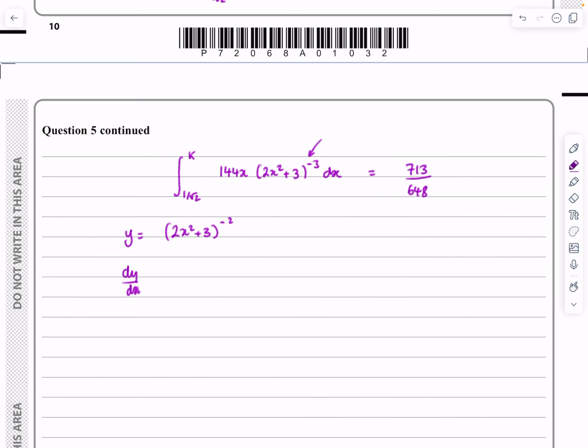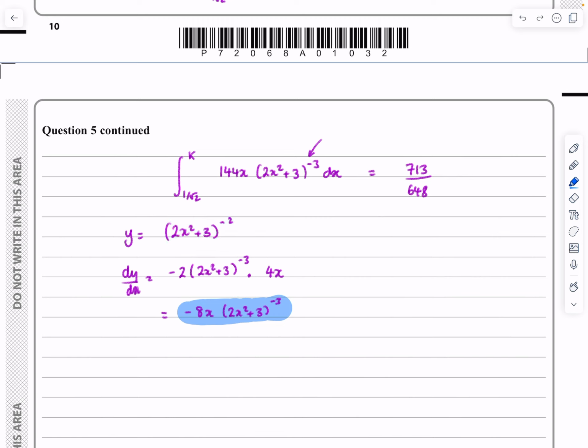dy by dx then, actually differentiate this thing. So you've got to be good at differentiating. This is minus 2, (2x squared plus 3) to the minus 3. We'll multiply by the power, take one off the power, times it by the differential of what's in here. If you're struggling with that bit, then you've got a little bit more work to do. You've got to go away and actually get better at that before you come and do these integration questions. So I think that we've got minus 8x (2x squared plus 3) to the minus 3. So what that's telling me is that the integral of this would give me that.